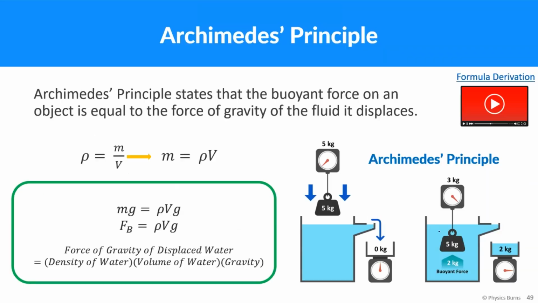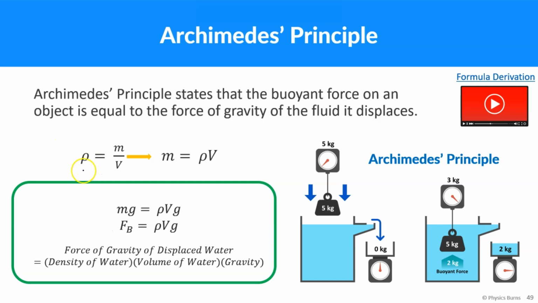All right, moving on. So this is the Archimedes Principle. It's a pretty interesting principle and demonstration. Archimedes' Principle states that the buoyant force on an object is equal to the force of gravity of the fluid it displaces. Okay, so this is a little bit interesting.